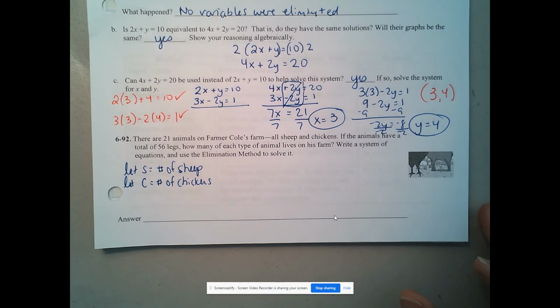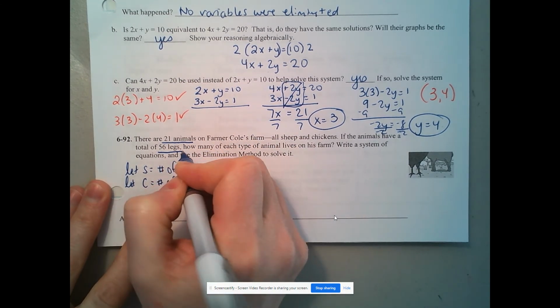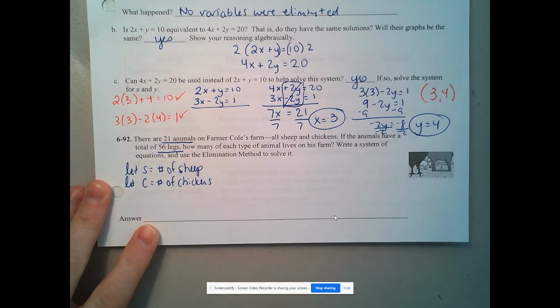There are 21 animals on Farmer Cole's farm, all sheep and chickens. If the animals have a total of 56 legs, how many of each type of animal lives on the farm? Write a system of equations. So we have two totals, right? We have a total number of animals and a total number of legs. That's going to be our two separate equations.